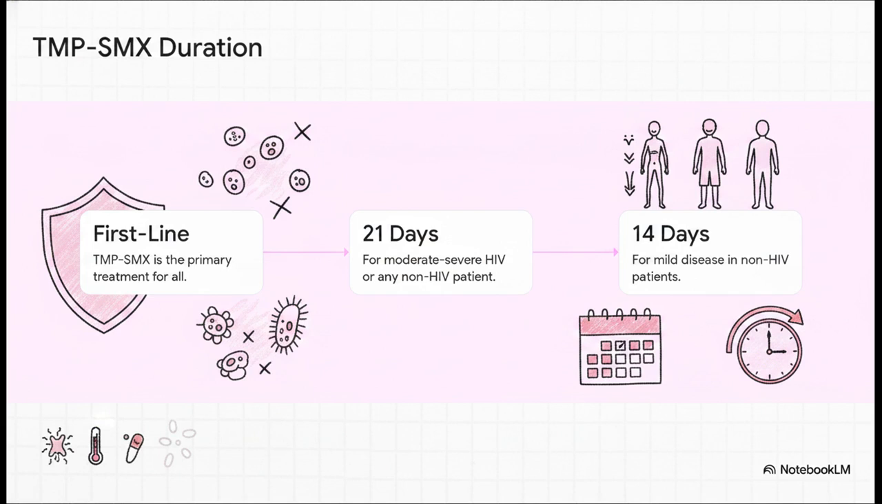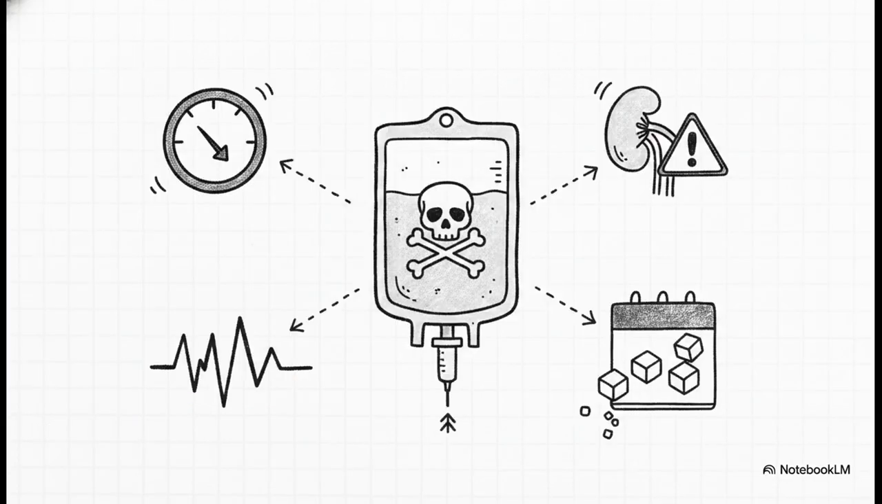For moderate to severe HIV patients, or literally any non-HIV patient, you're doing a full 21 days. But if you have a non-HIV patient with only mild disease, you can shorten that to 14 days. Just keep an eye out, though, because HIV patients have a notoriously higher incidence of hypersensitivity to TMP-SMX, presenting with rash, fever, and leukopenia. Now, what happens if TMP-SMX fails or the patient has a severe sulfa allergy?